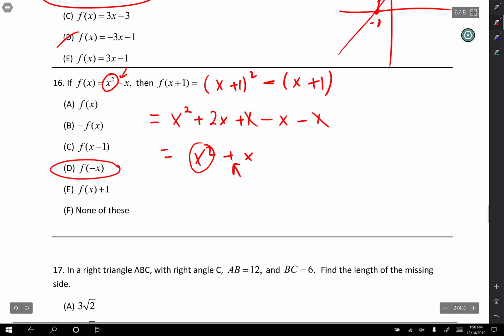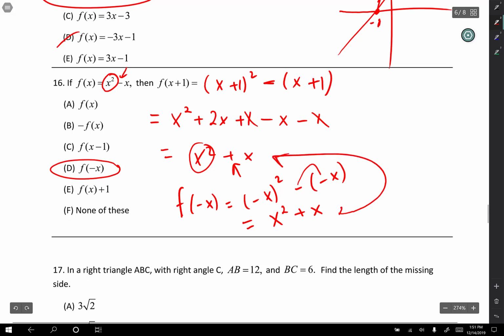Yes, I will. What I'm trying to say is that if I were to insert negative x, so let's see, negative x squared minus a negative x, you can see here, negative times a negative is a positive, and I'm still going to have x squared, and then negative times a negative is a positive, and I have plus x. So x squared plus x is what I have, so this is equivalent to inserting a negative x. So letter D.